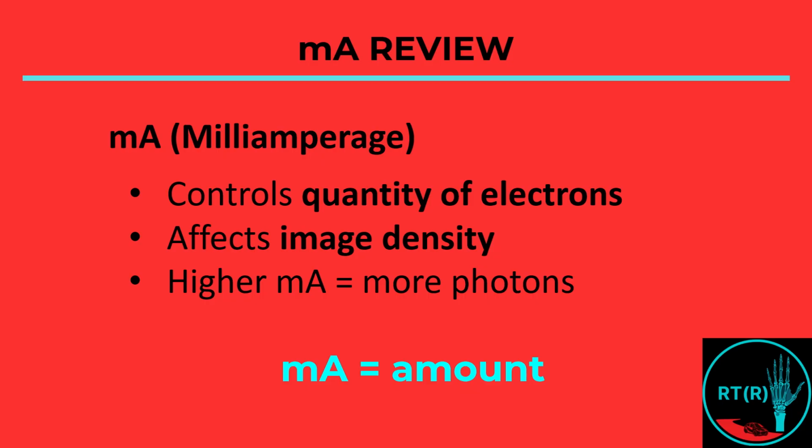Milliamperage controls quantity of electrons. Milliamperage affects image density. Milliamperage equals more photons with a higher mA. mA is all about quantity. mA controls how many electrons are available to produce an X-ray. More mA means more photons and a darker image.